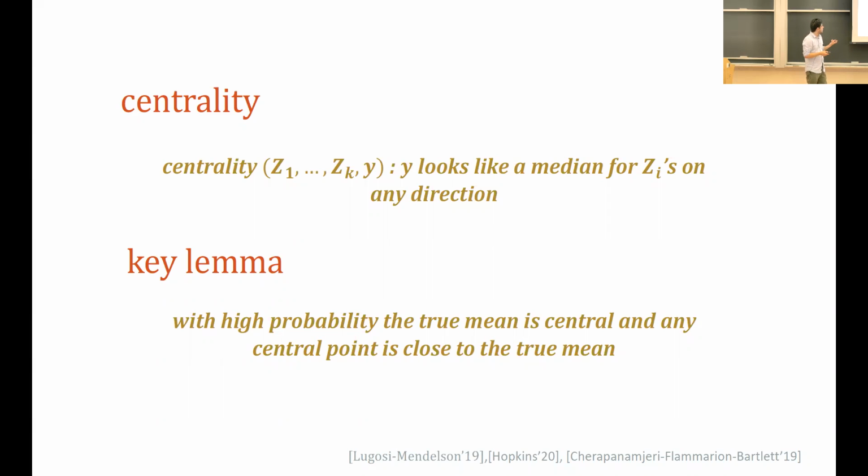We have basically characterized what it means to be close to the true mean. A point is close to the true mean if and only if it is central.